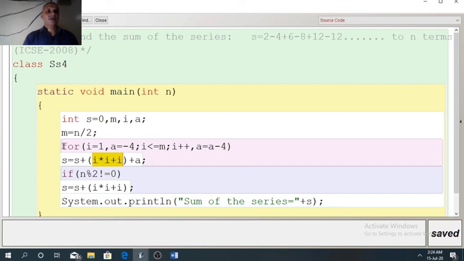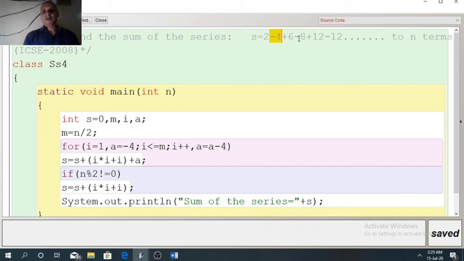So first we need to control the loop. Loop should run m times. I equal to 1, I less than or equal to m, I plus plus. So here I is controlling the loop m times. Suppose n is 6. So m will store 6 by 2, that is 3. So our loop will run only 3 times. To control the second series, I have taken variable a initialized with -4 because first term of the second series is -4.